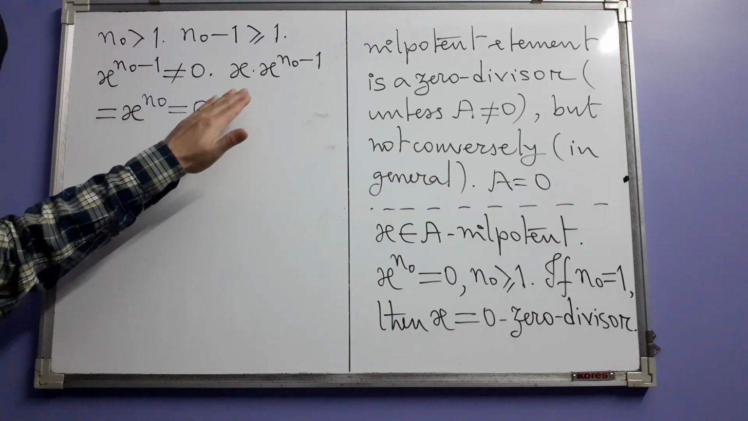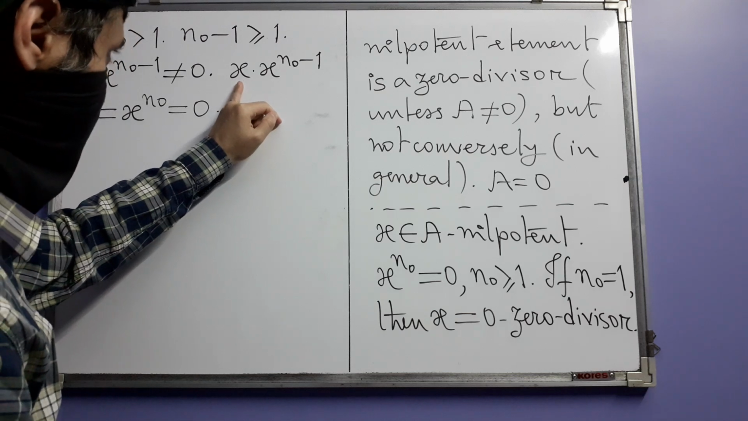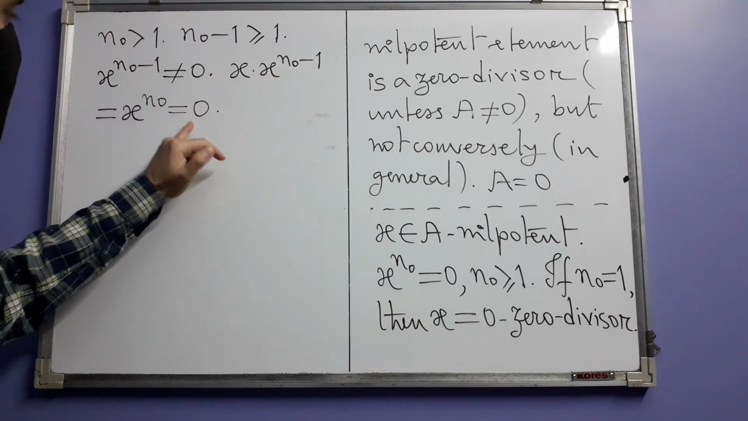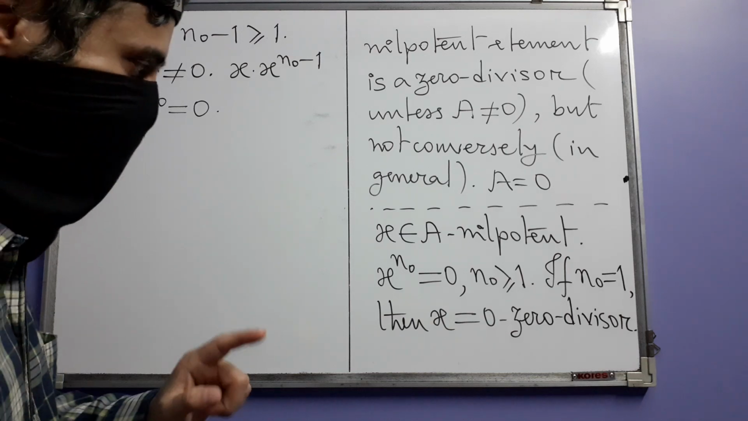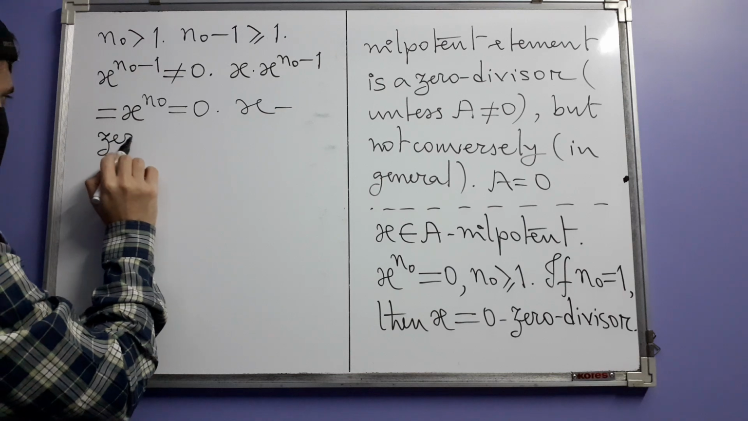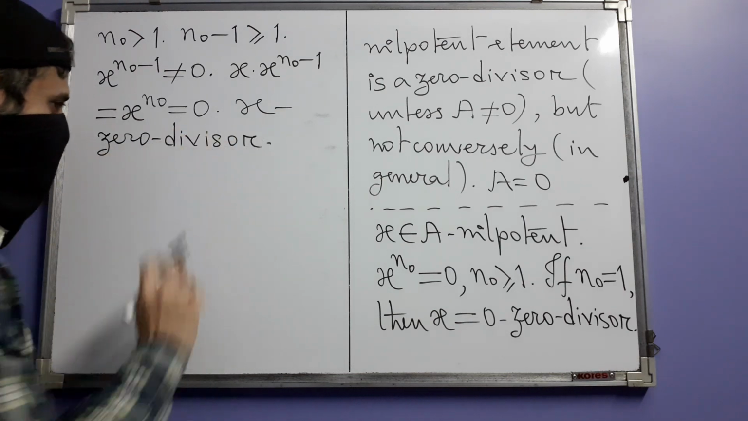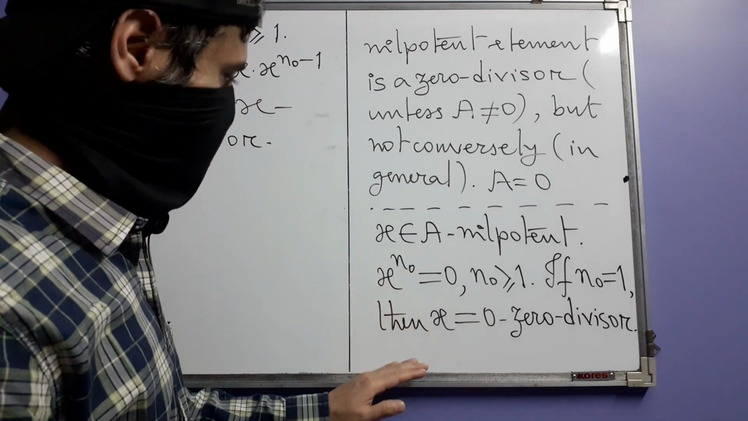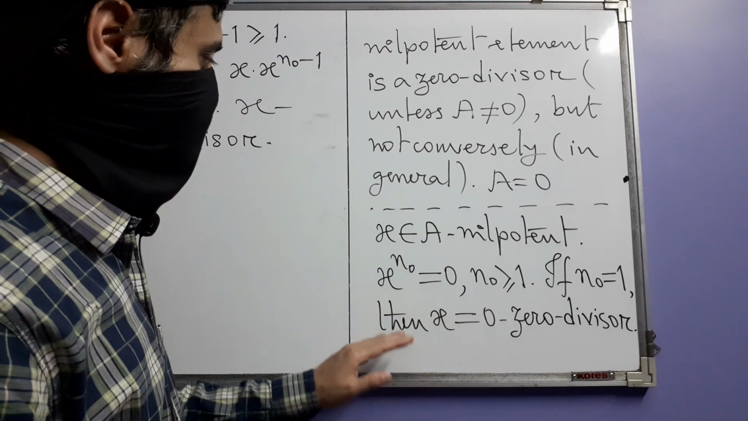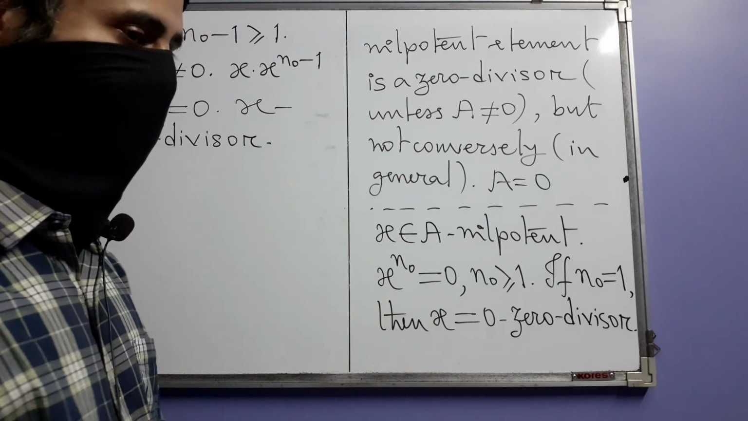So now what you are looking at is an equation in which you have multiplied the element x by a non-zero ring element and you have got 0. So by definition, x is a zero-divisor again. So that's how every nilpotent element is a zero-divisor.